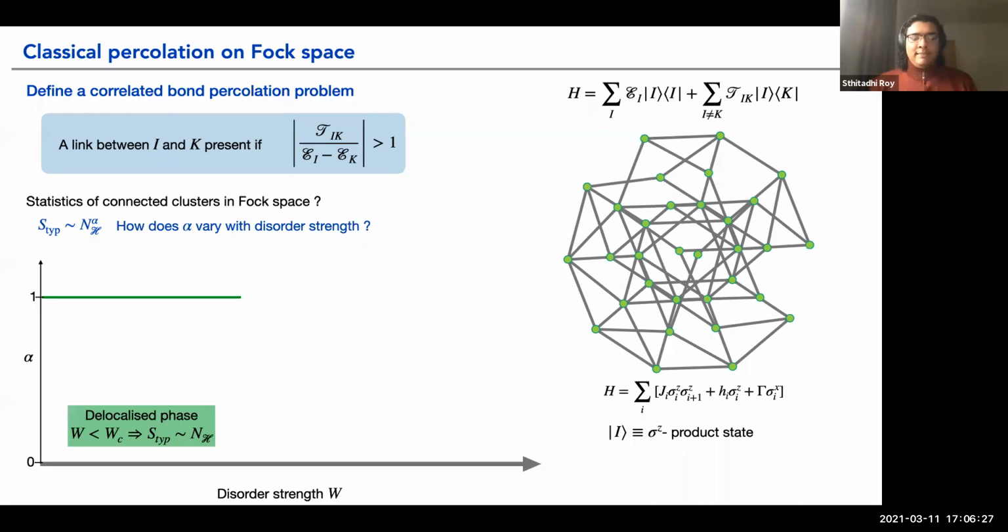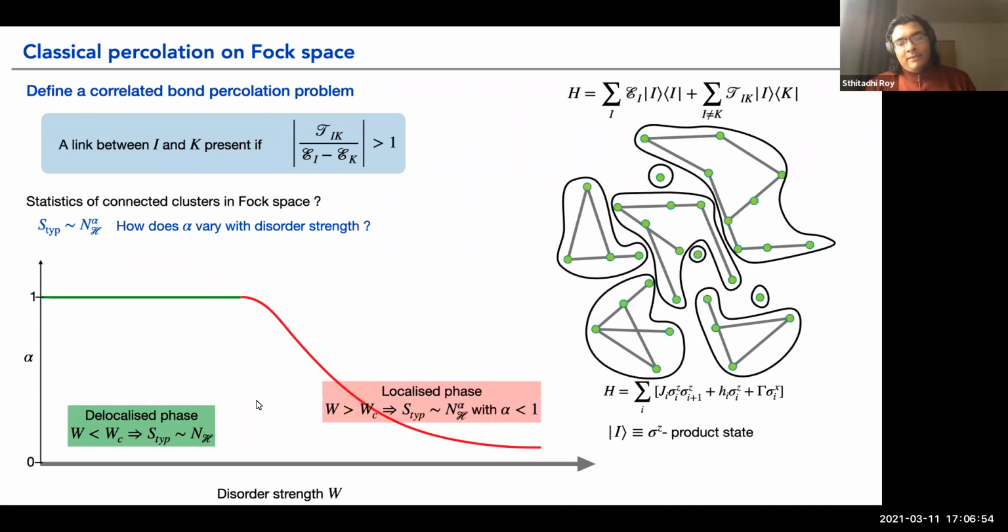So for this particular model, we can solve the classical percolation problem analytically and exactly, even though there are strong correlations in the bonds present. But the essential result is that below a certain disorder strength, the typical cluster size is linearly proportional to the Fock-space dimension. What that means is that the cluster actually has a macroscopic fraction of the Fock-space inside it. Whereas if I go beyond a critical disorder, which we call the proxy to the MBL phase, the cluster size goes as the Fock-space dimension to some power alpha with alpha less than 1.